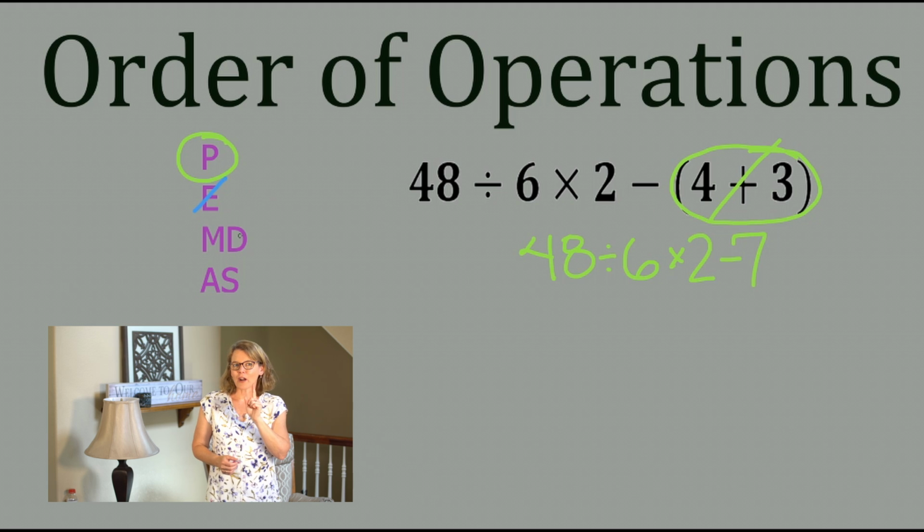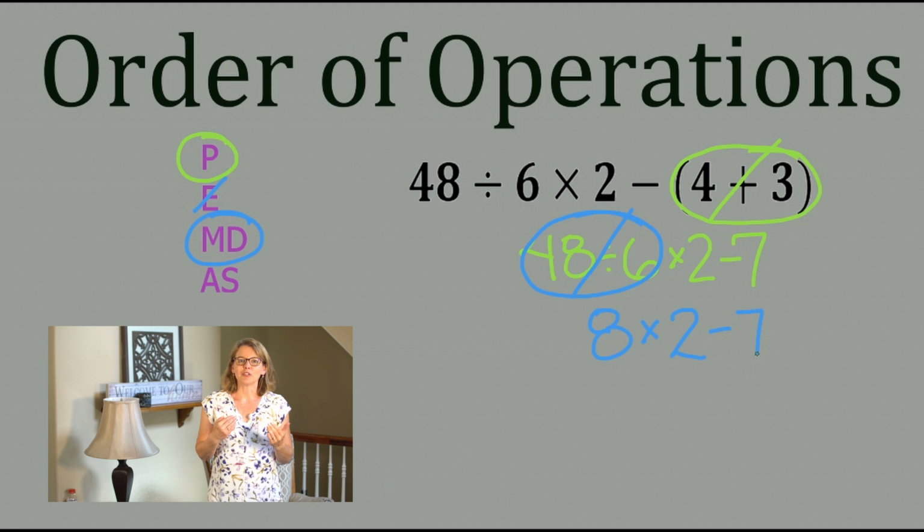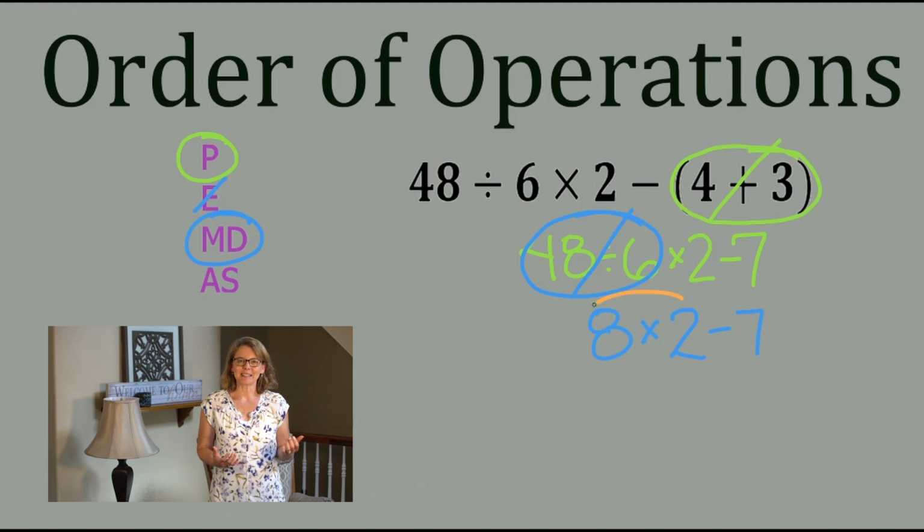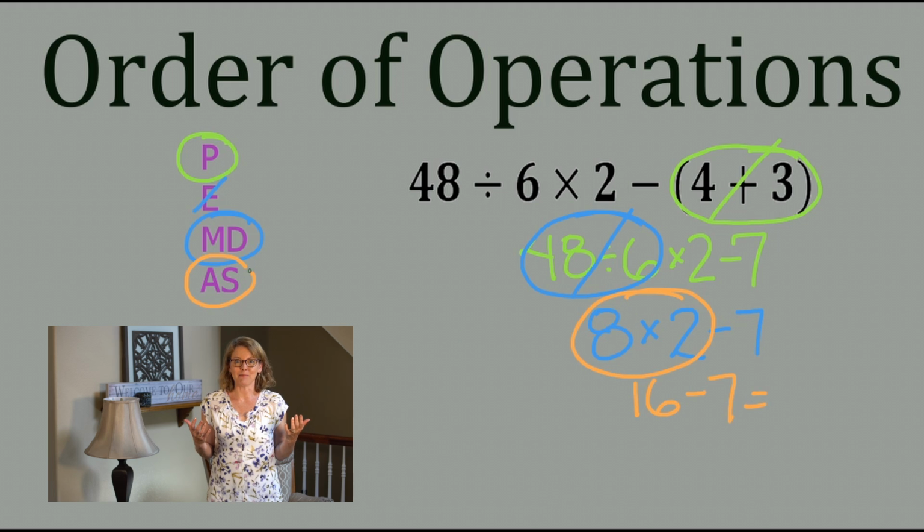Next up, 48 divided by 6. Circle him because he will be simplified. Do you know this answer? 6 times 8 equals 48, so 48 divided by 6 equals 8. We're getting simpler already. 8 times 2 minus 7. Multiplication is next. 8 times 2 equals 16. Look at this. We're down to 16 minus 7 equals 9, our final answer.